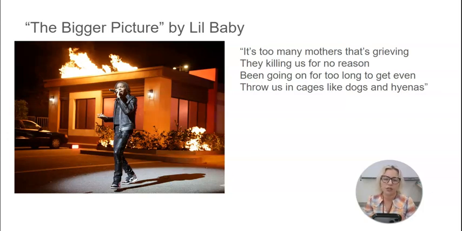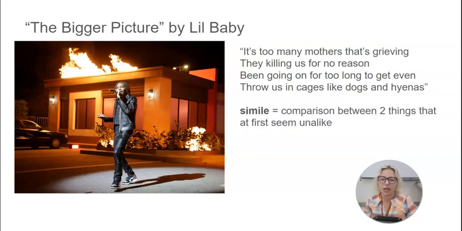So for this unit, we want to look carefully at some of the ways that artists are using language and other choices to make these points about cultural power structures, right? And so in this one, we have a simile. A simile is a comparison between two things that at first seem unalike or seem very different. And it's right here, like dogs and hyenas. The comparison is between dogs and hyenas and us.